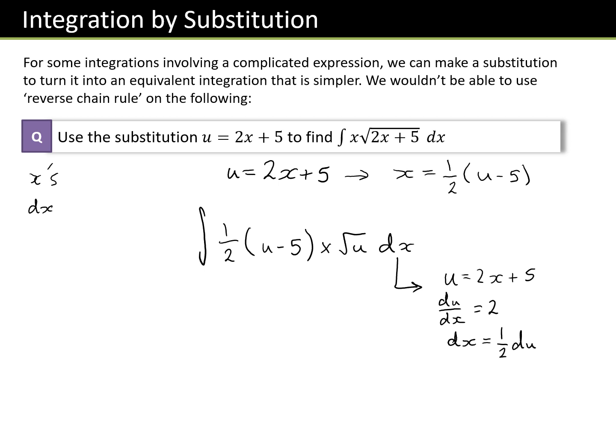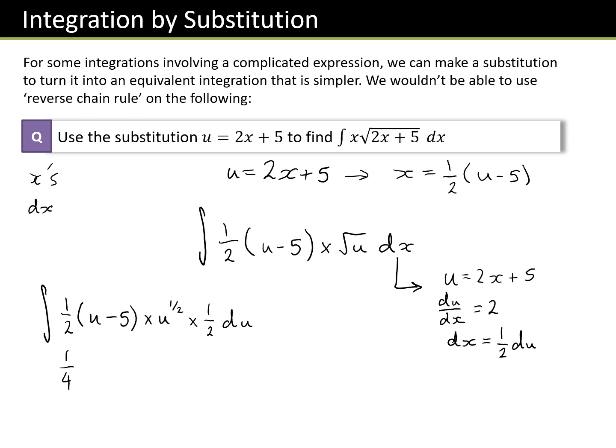straight in. So this integral becomes a half u minus 5 lots of, I'm going to write u to the half instead of the square root of u, and then instead of dx we have a half du. Now this still doesn't look very nice, so let's tidy it up. So all of this is times together, isn't it? So the half and the half, you can combine them to become a quarter. This du just stays on the end as normal, and then these, you can just expand the brackets, can't you?